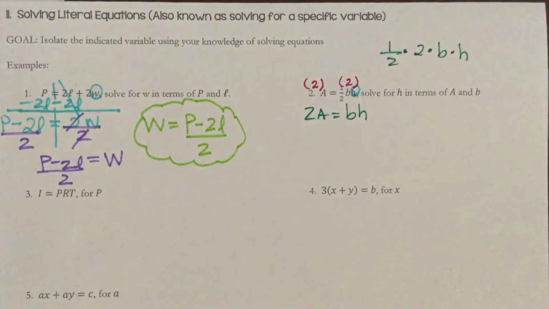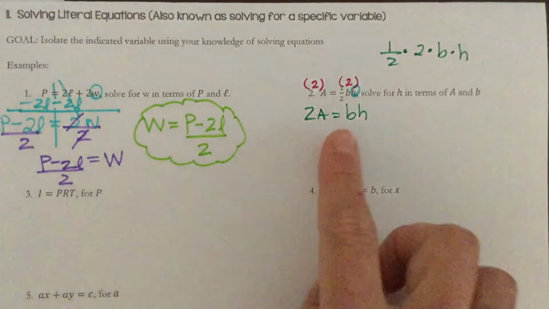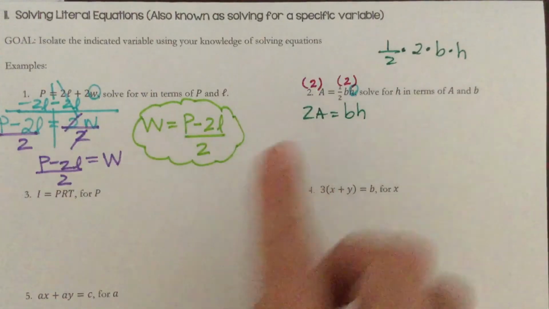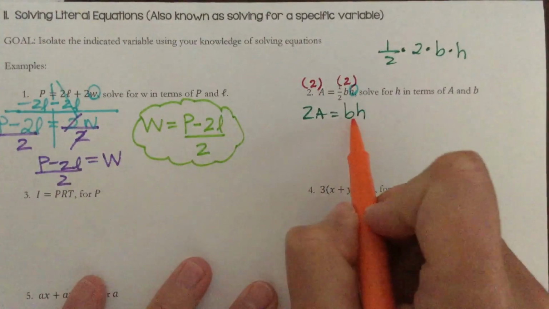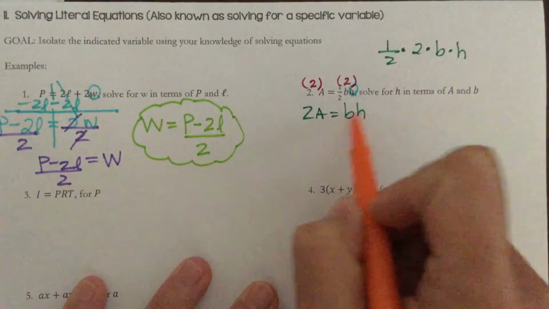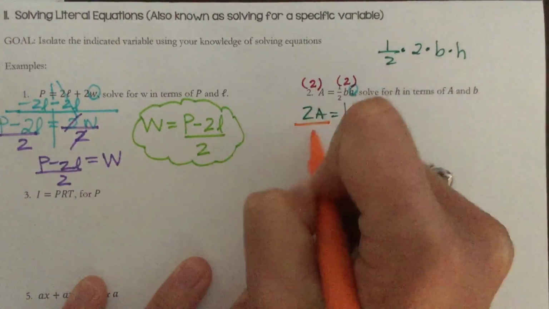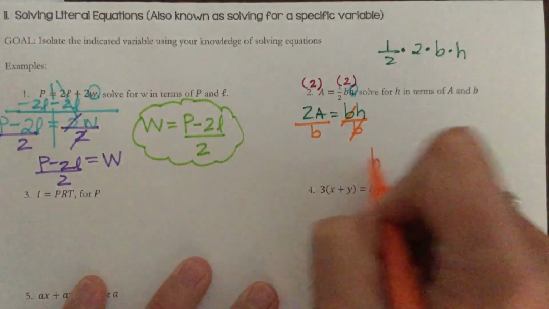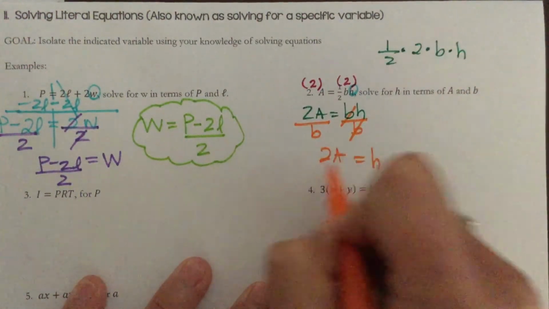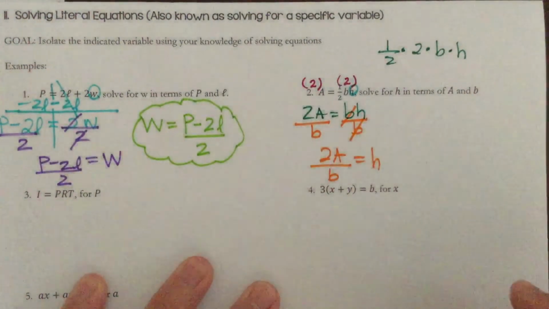Then we would want to move anything over that involves addition or subtraction. Everything we have is multiplication. B is multiplying H, 2 is multiplying A. No addition or subtraction. So now we multiply or divide. If I'm trying to get H by itself, I need to get rid of the B. B is multiplying the H, so I'm going to divide by B. Those cancel, and I find that H is equal to 2 times A over B.